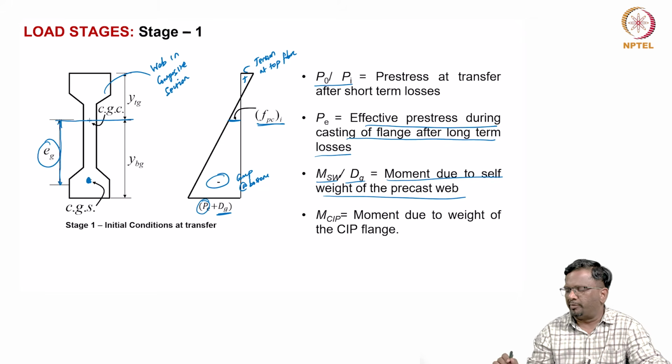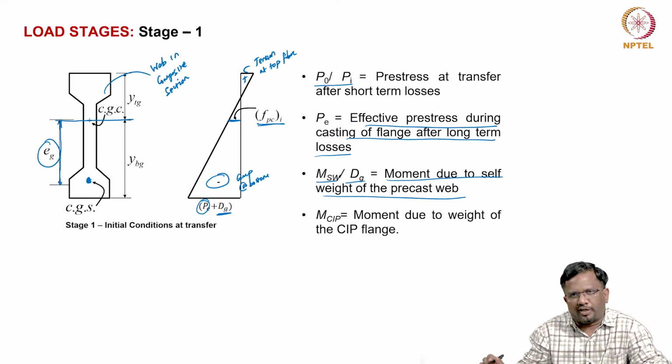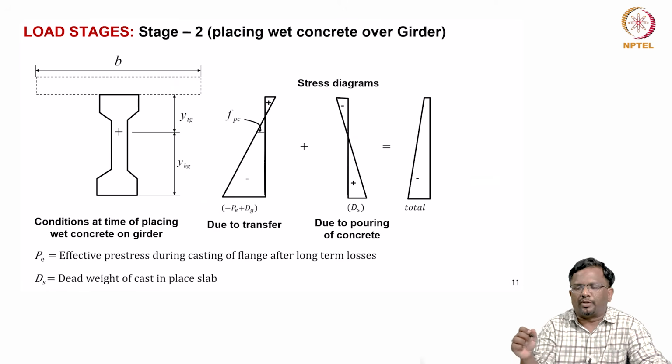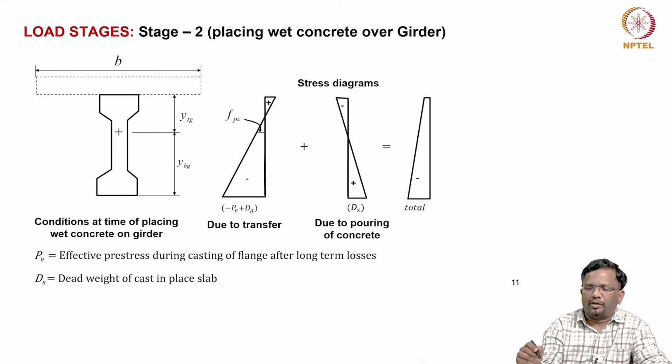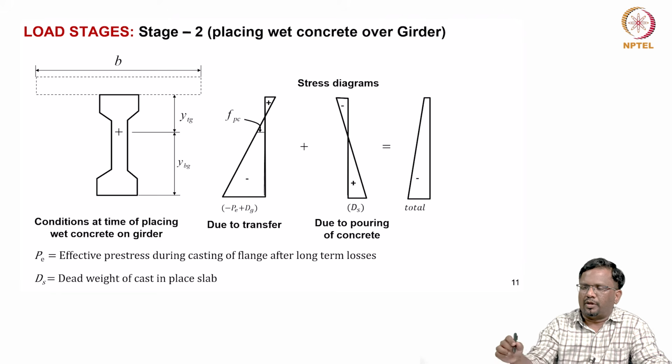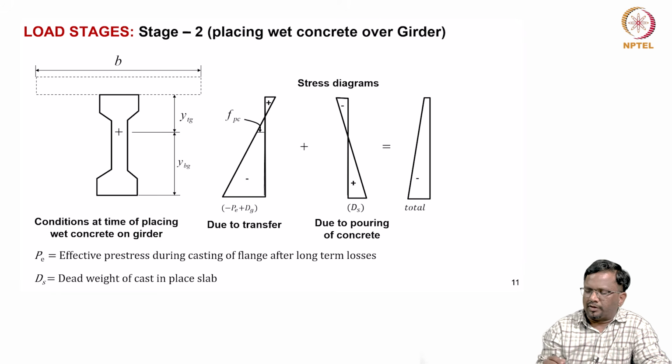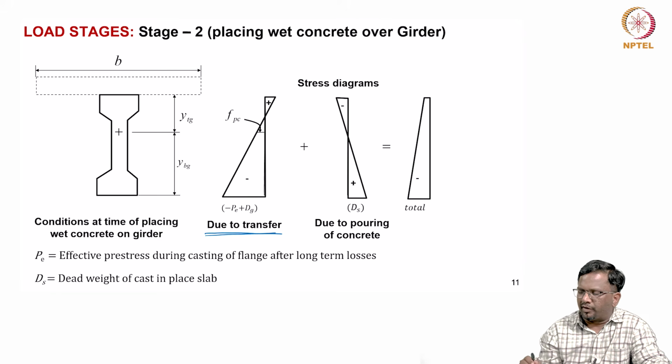Okay. So, MCIP is the moment due to the weight of the cast in place flange. Now, we will go to stage 2, where we are pouring the wet concrete on top of this precast pre-stressed web girder, right. So, this is the condition. As you can see, while you transfer the pre-stress, you have the effect of pre-stressing plus the self-weight of the girder. This we have already seen. This is coming from stage 1.